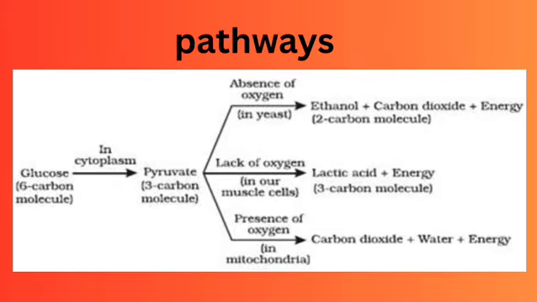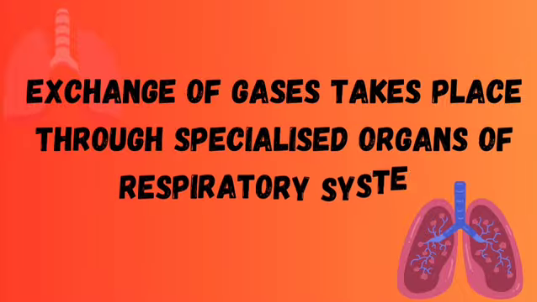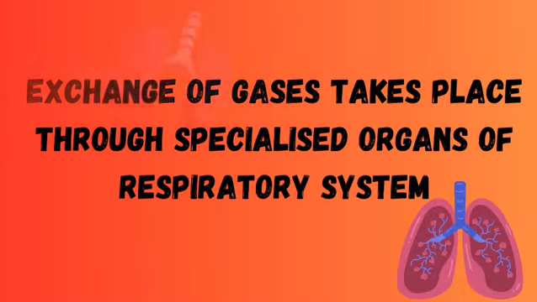Pyruvate is broken down in the presence of oxygen to give 3 molecules of carbon dioxide and water. This process takes place in mitochondria. Pyruvate is converted into lactic acid when there is a lack of oxygen in our muscle cells, which is also a 3-carbon molecule. During hard racing or exercise, the oxygen supply may not be enough for the needs of the muscle cells. Exchange of gases takes place through specialized organs of the respiratory system.